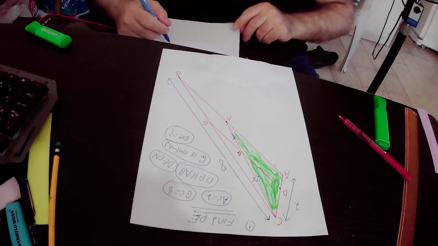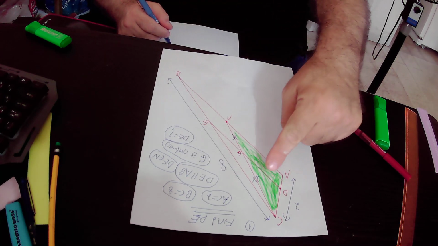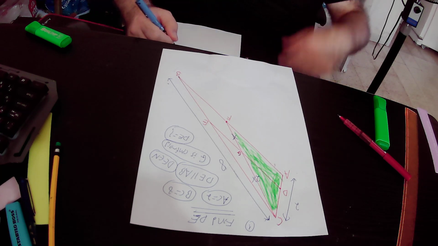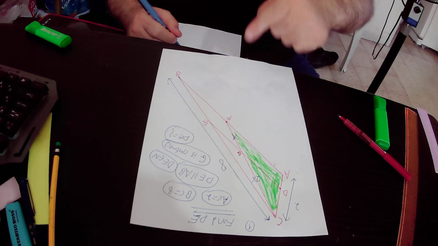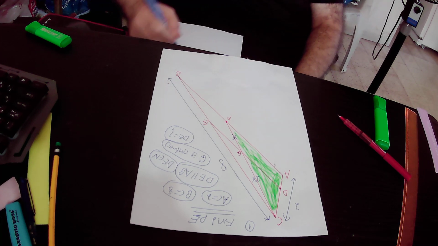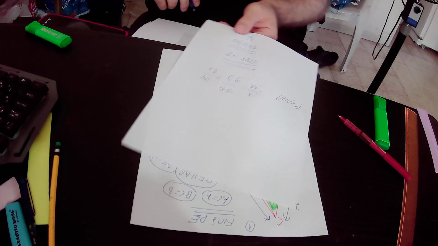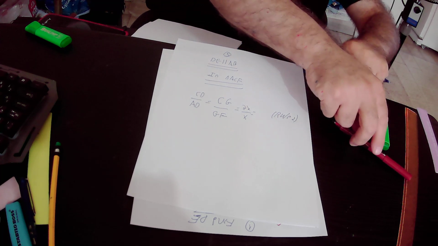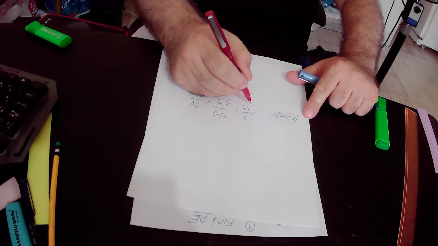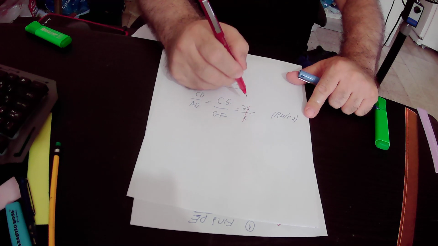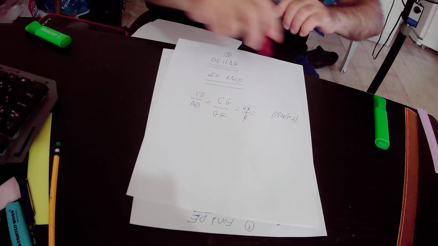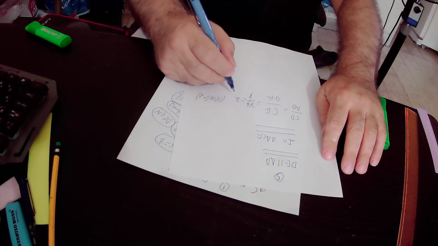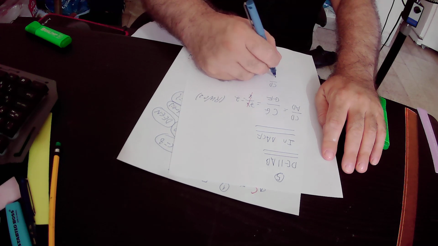But what is the value of CG? CG equals 2x. And what is the value of GF? GF equals x. So in total we got that CD over AD equals 2x over x. 2x over x is 2 because the x gets cancelled, x over x is 1. Okay, so CD over AD actually equals 2.